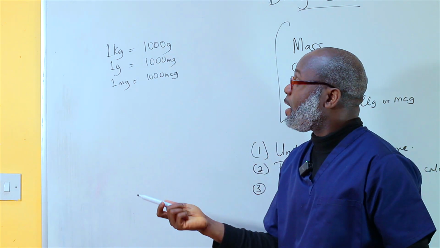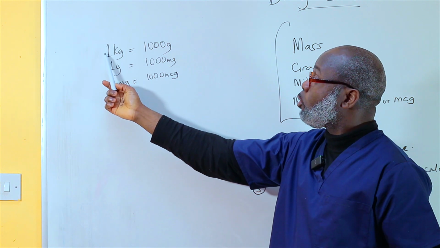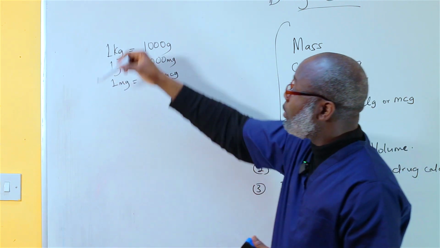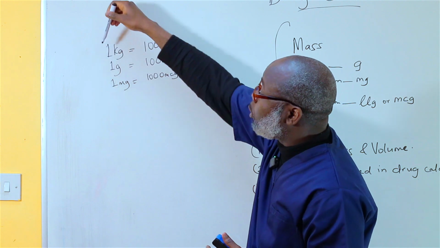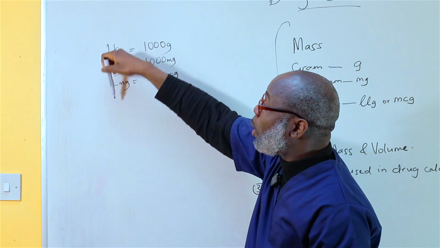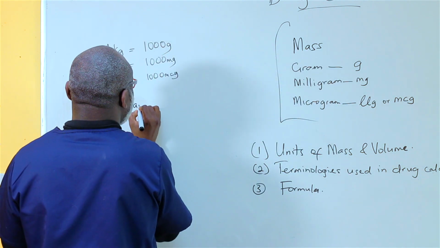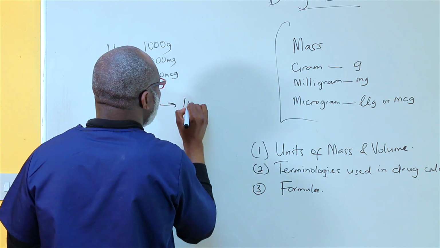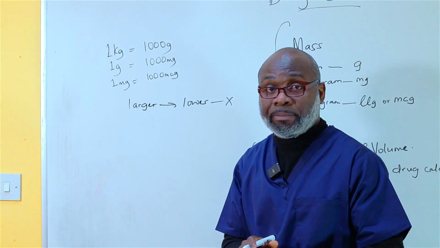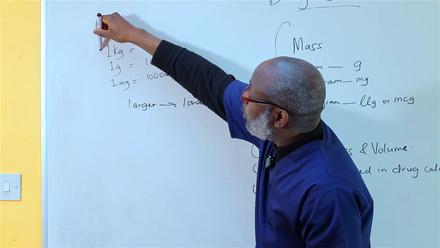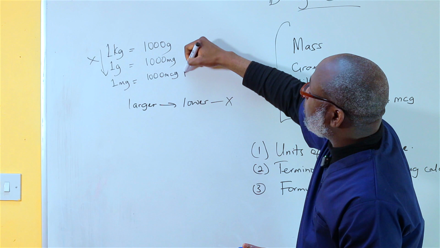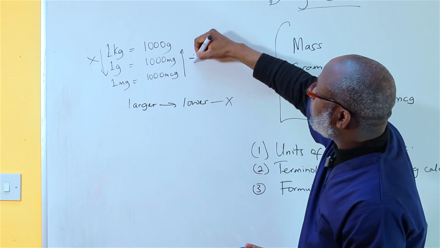Now, if you want to convert from kilogram to gram, what do you do? When you're going downstairs, converting from the larger unit to the lower unit, from larger to lower, you multiply by 1,000. When you're going from the lower one to the larger one, you divide.